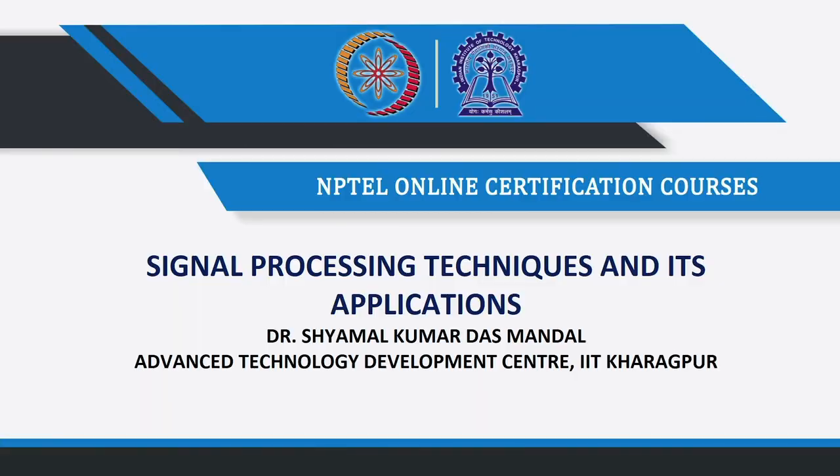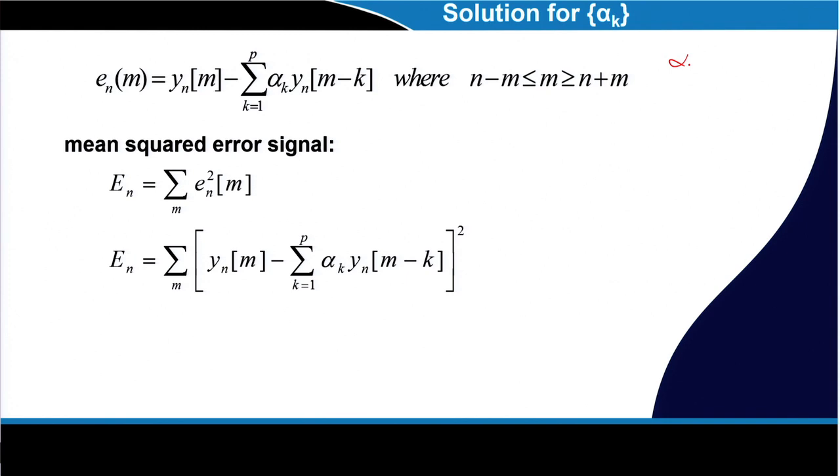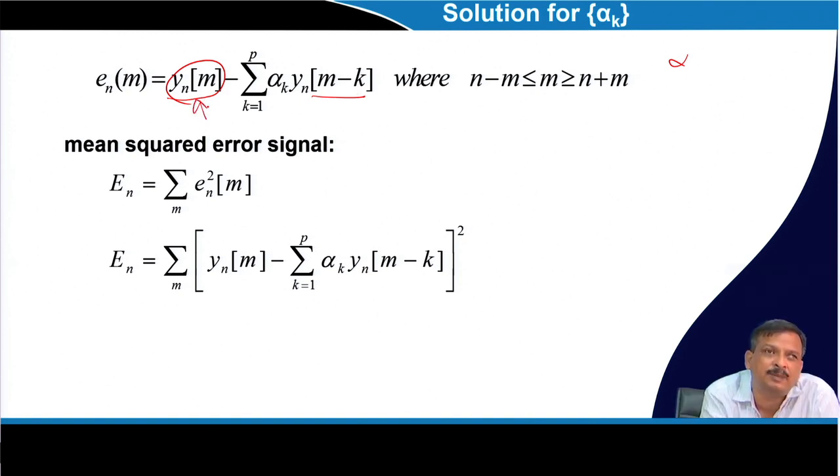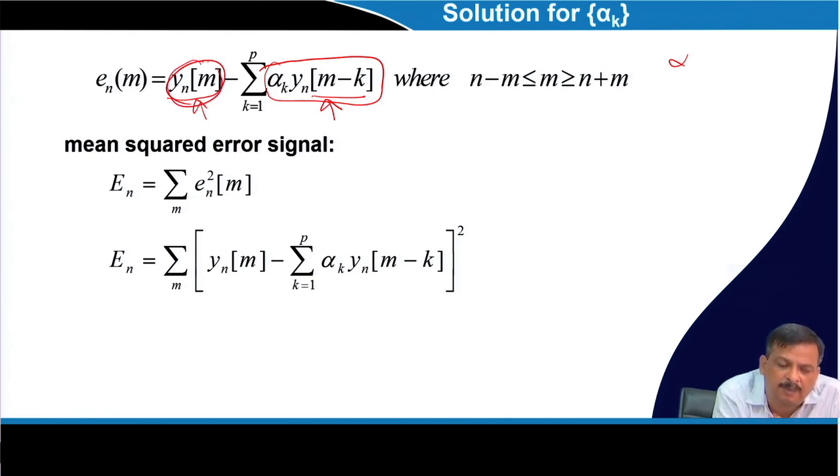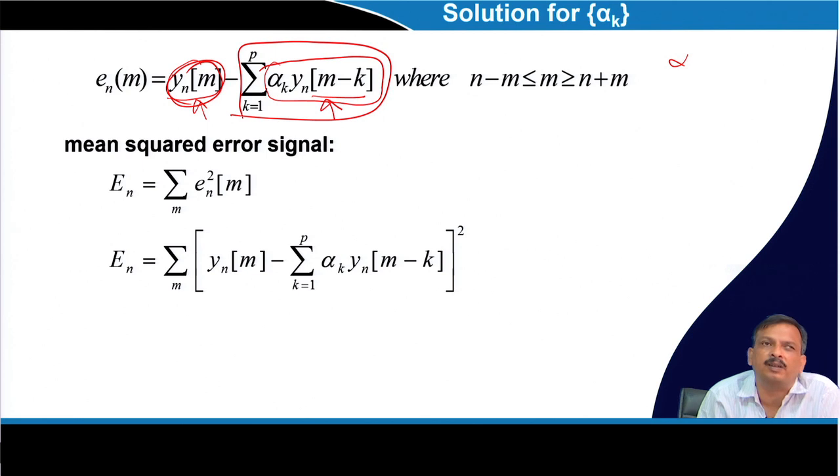So now, as I said in our previous class, I have to estimate the alpha values. How can I estimate them? I have a present sample and previous samples, and the present sample can be estimated from the previous samples using a linear combination with alpha: alpha 1 into y[m minus k]. So what is the error? The error is the current sample minus the estimated sample.